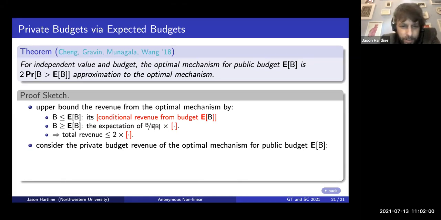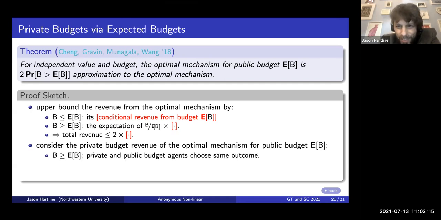Now suppose I run the optimal mechanism for a public budget, E of B, with an agent with a private budget. If it turns out their value is above the expected value of their budget, then they do the same thing as they would before. They choose the same outcome, and we'll get the same revenue. So just from this special case, we can say that the private budget revenue is at least the probability that their budget is above the expected budget times the public budget revenue. Then combining these results, we get the desired approximation bound.